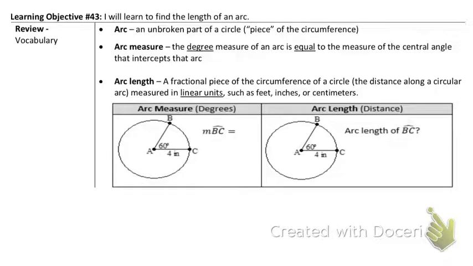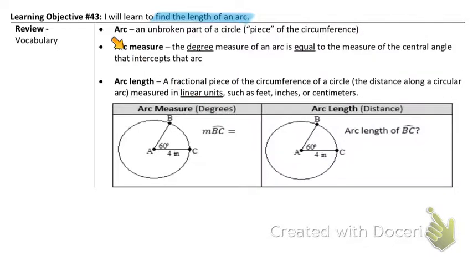All right, ladies and gentlemen, today we're going to talk about finding the length of an arc. It's very important, first of all, that we know that an arc is an unbroken part of the circle. So it's a piece of the circumference. If you think of the circle as a pizza, the arc is a piece of the crust. It's a part of the outside of the circle.